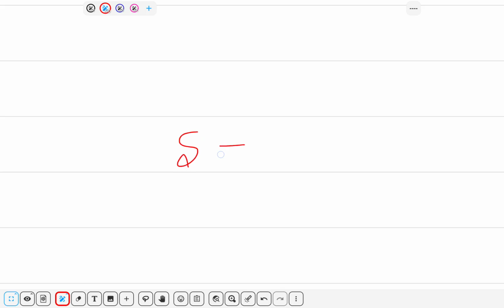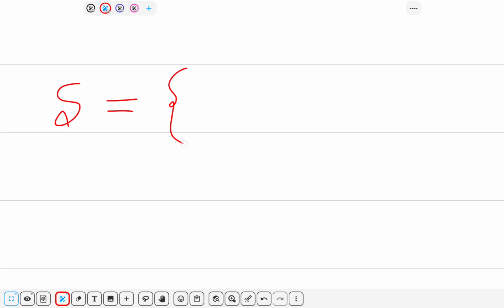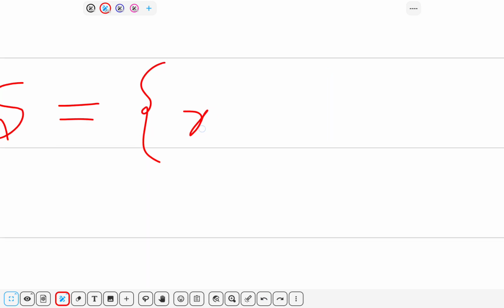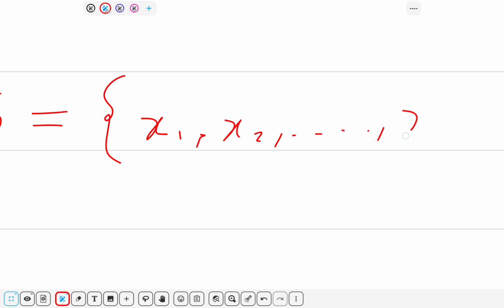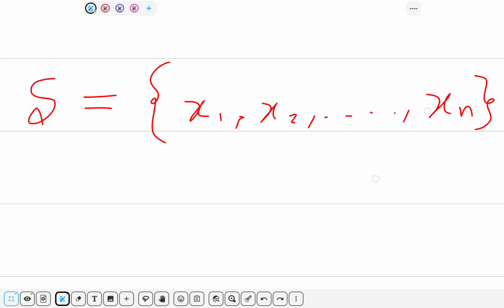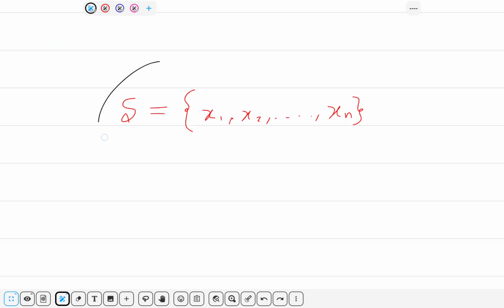Suppose you have a set and you have elements inside it, let me denote the elements by x1, x2 up to xn, you have n elements inside it, and you can also have infinite elements inside, but right now let us just consider finite elements. This set, if it follows some certain rules, then this set will be a group.